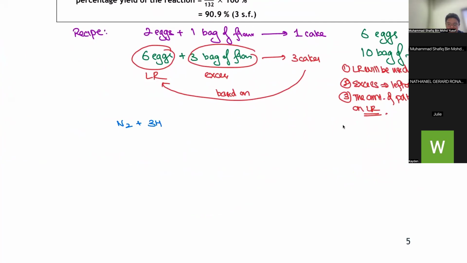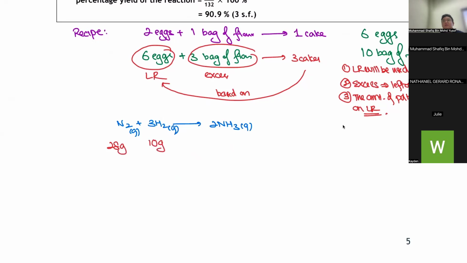If you can find an empty space, try to find one. Let me give you this example. Nitrogen plus hydrogen. Now, let's say I told you in the question, at the start of the reaction, I start off with 28 grams of nitrogen and 10 grams of hydrogen.